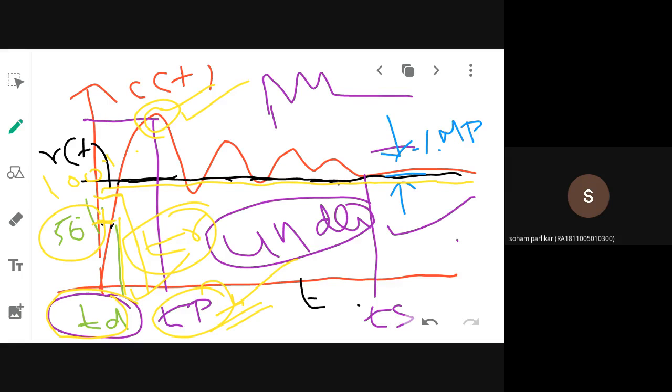Okay, and finally it oscillates and it settles down somewhere here. At this point it tries to settle down. So that time is called as what time? TS represents settling time. Okay, but even though it settles, between this peak value and the steady state value, there is some difference. This difference is called as what?